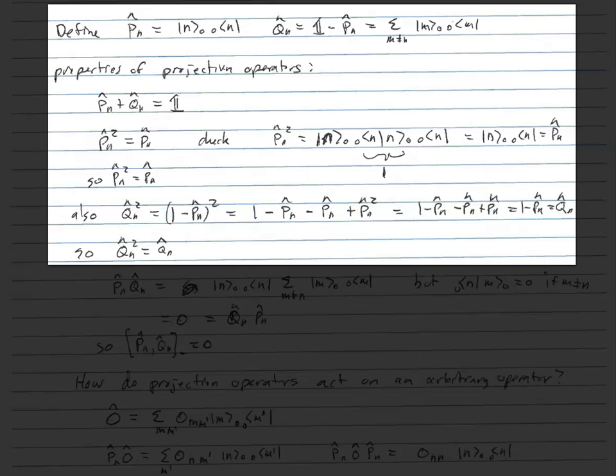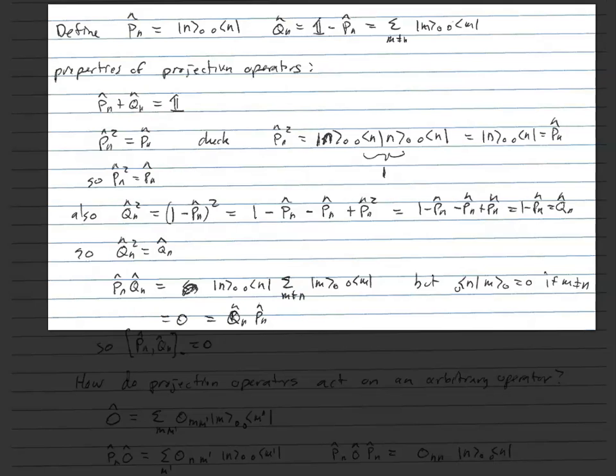And then from the definition that Qn is 1 minus Pn, I can verify that Qn squared is equal to Qn because I just look at (1 minus Pn) squared. I get 1 minus 2Pn plus Pn squared. Because Pn squared is equal to Pn, I'm going to get a minus Pn plus Pn, which will cancel and give me 0. I'm left just with a 1 minus Pn, but that's equal to Qn. So we also verify that Qn squared is equal to Qn.